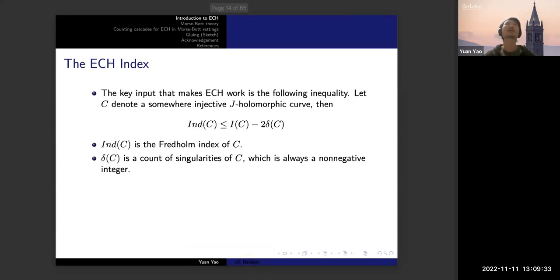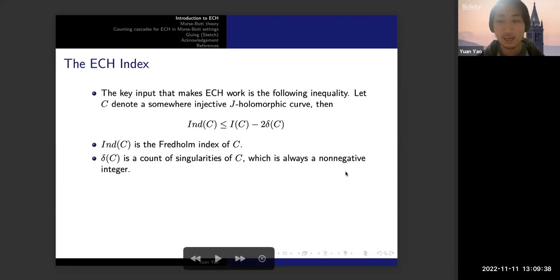Okay, and the key input that makes ECH work, and the reason you define this index, is the following. Suppose you have a somewhere injective holomorphic curve, then there's an index inequality that basically says the ECH index is an upper bound for the Fredholm index of C, which is the dimension of the moduli space the curve C lives in. It's even slightly better than that: the Fredholm index is at most I(C) minus 2 delta(C), where delta(C) is some count of singularities of C, which is always non-negative.